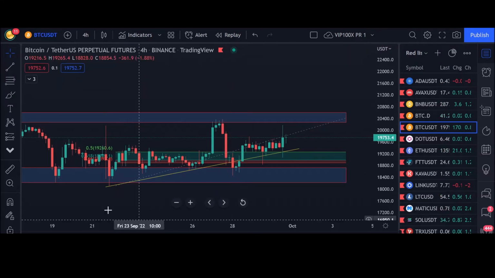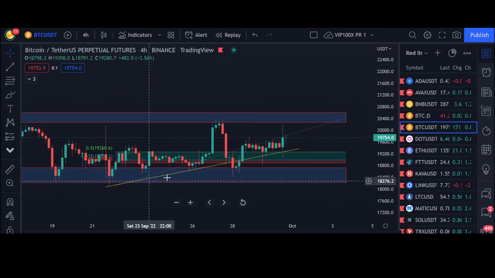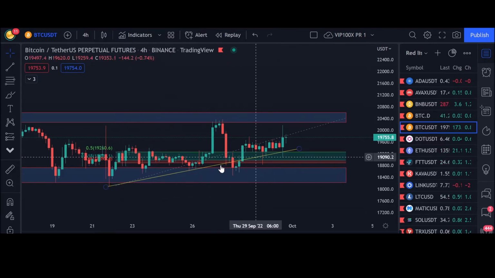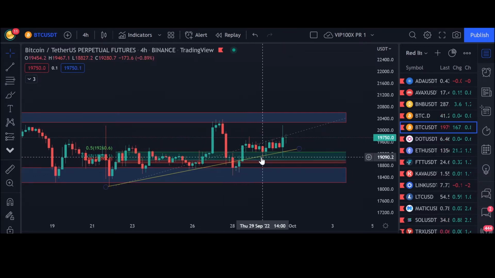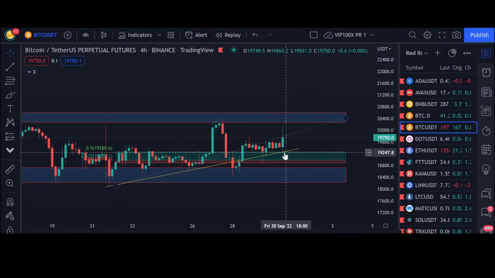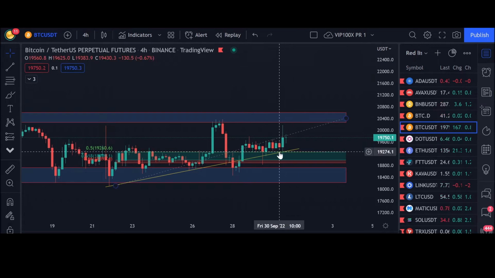Okay, so here we have our trend line that was broken, but this was a fake out. When it touched support, it went back up, and here it was respected. Here it was respected in confluence with the 0.5 Fibonacci retracement level and the golden zone here.